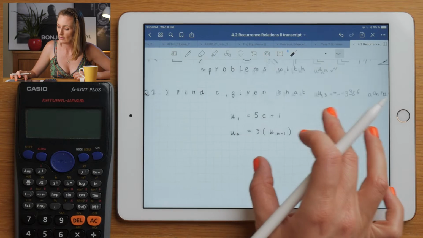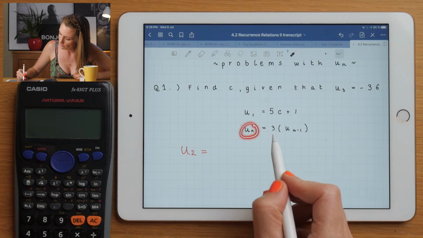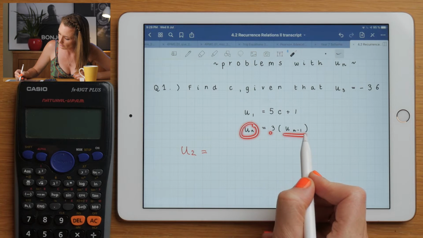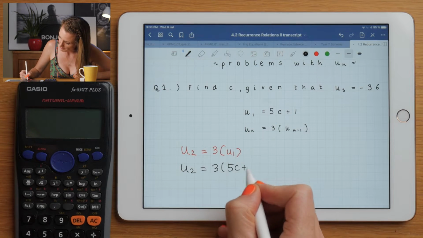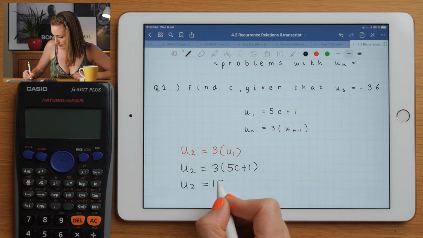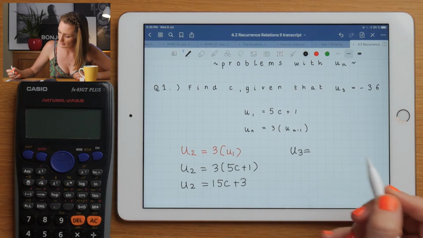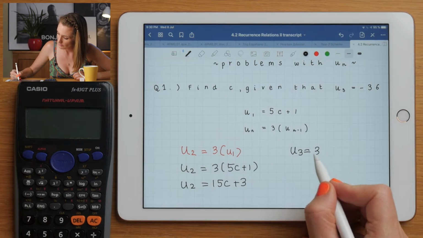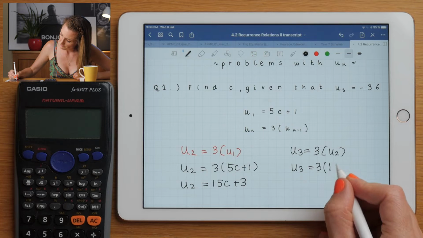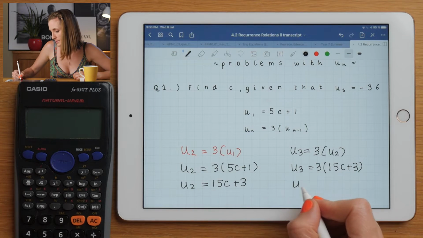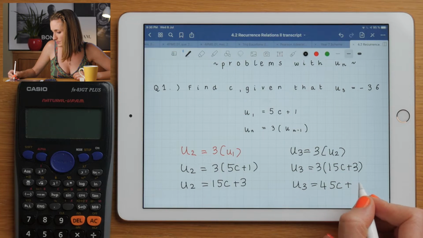So let's get started. U2, our middle step, must be 3 times U1. So U2 must be 3 times 5C plus 1, and times that out. So now we can calculate U3. Now we've got U2, so it's 3 times U2. So U3 is 3 times 15C plus 3. Let's tidy this up. 3 times 15 is 45C plus 3 times 3 is 9.